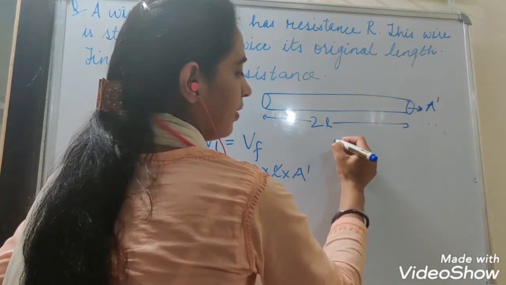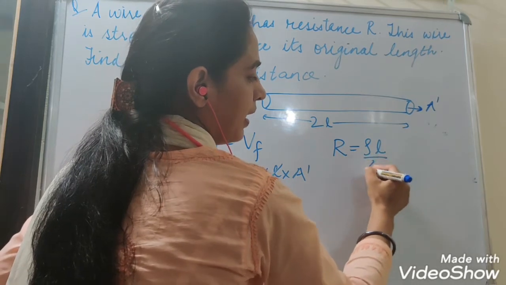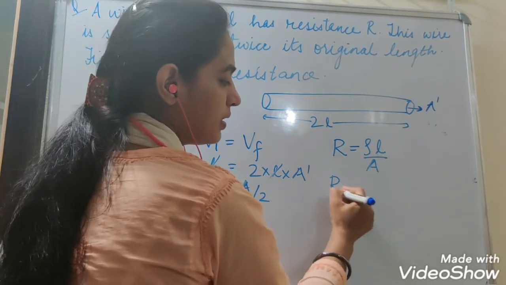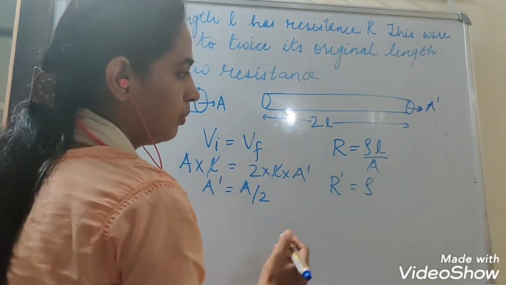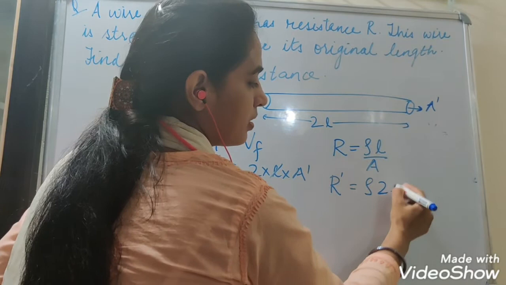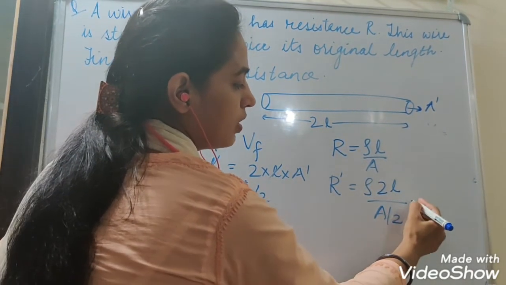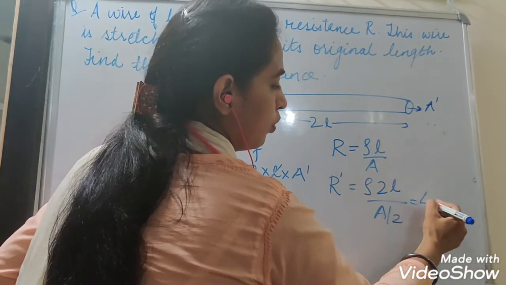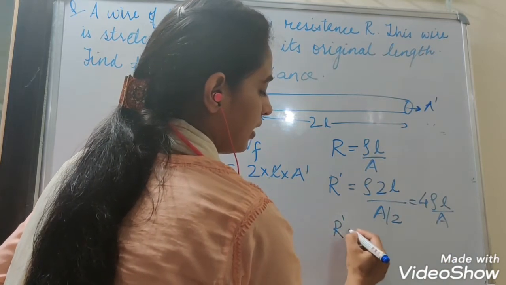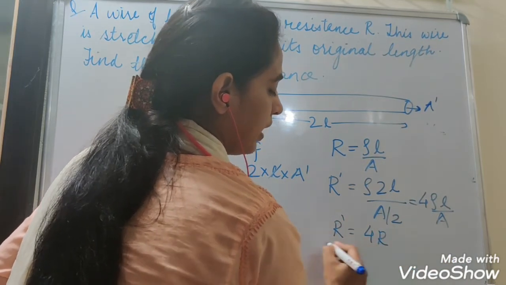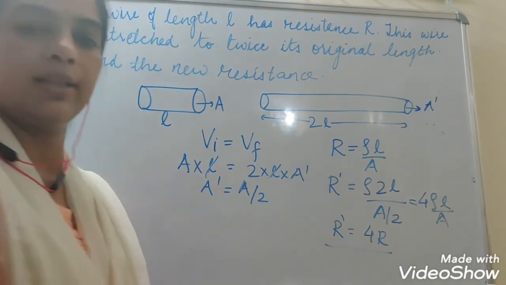Okay. Now we can write the original resistance was rho L by A, and the new resistance R dash will be, since the material is same, so resistivity will be same. Length is twice L and area is A by 2. Okay, so this becomes 4 times rho L by A, or we can write R dash is equal to 4 times the original resistance.